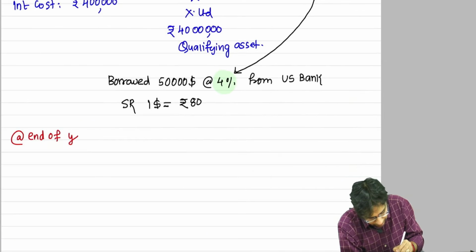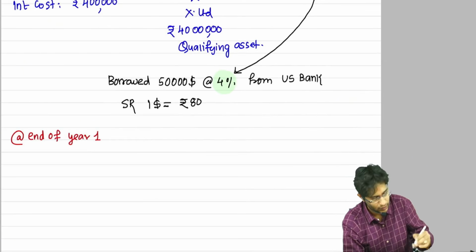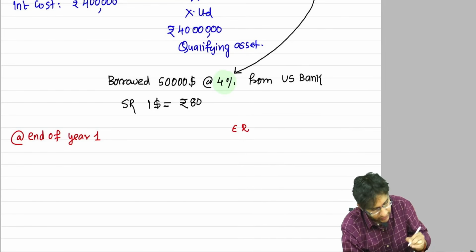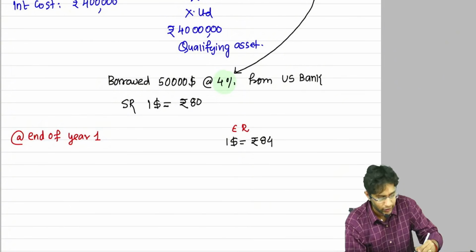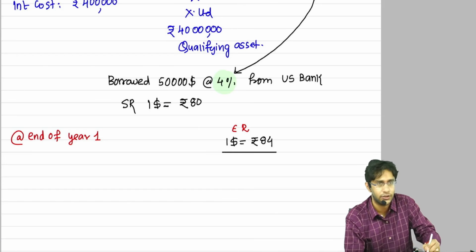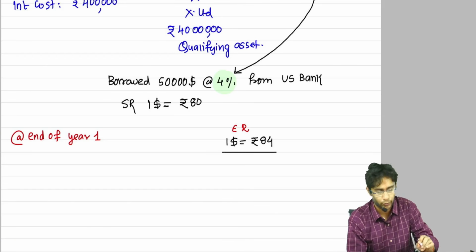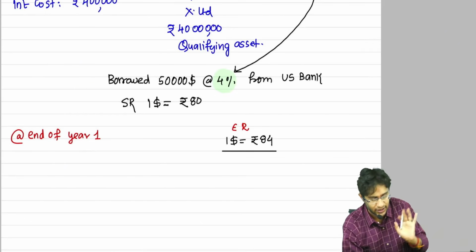Now, at end of year 1, your exchange rate is, one scenario, $1 is equal to 84. Exchange rates will not stay constant, no, so it will change. By the end of first year, the rate went up to 84 rupees. I'll take another case, right hand side, I'm leaving space.